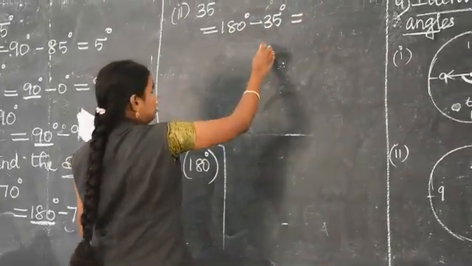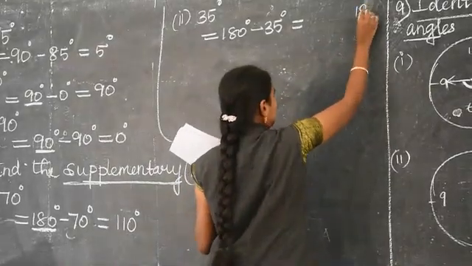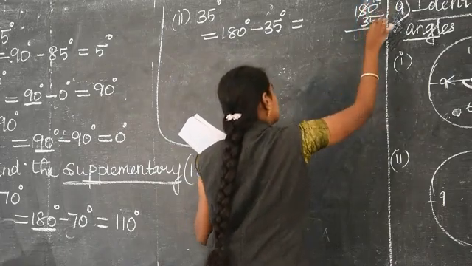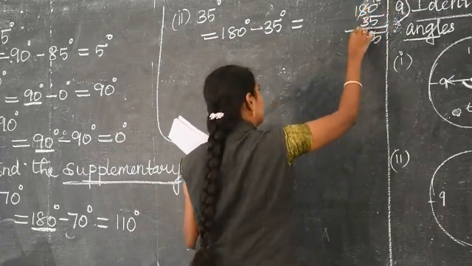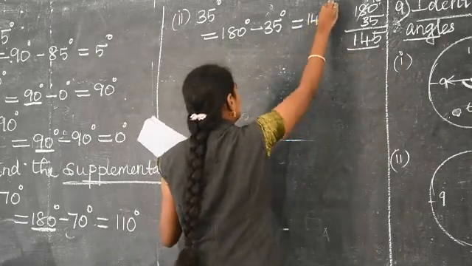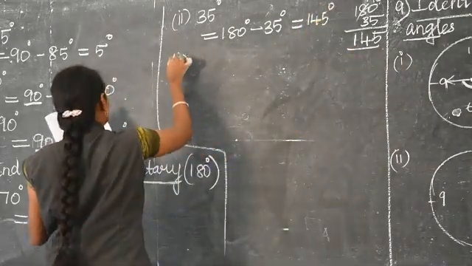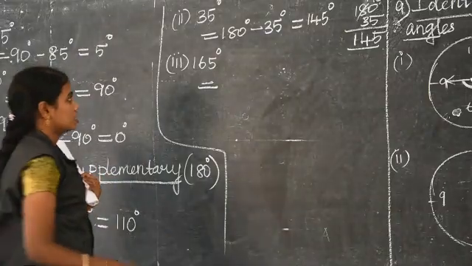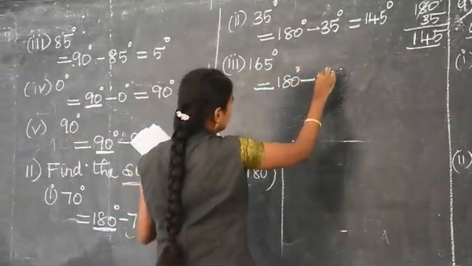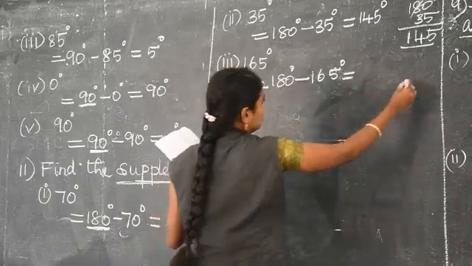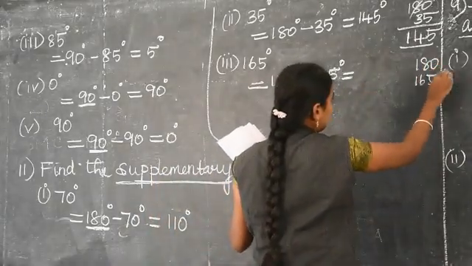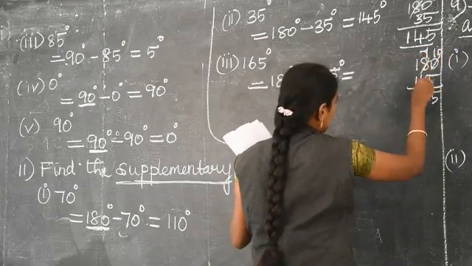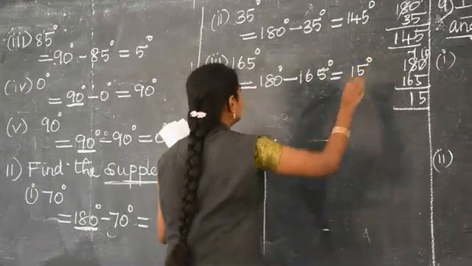When you go for the zeros, if you feel it is difficult, go for a rough column and subtract. Borrow, 7, 10 minus 5, 5. 7 minus 3, 4. 1. 145 degrees. Next option 3, same method, 165 degrees. Supplementary is 180, so 180 minus 165 degrees. Borrow here, 7, 10 minus 5, 5. 7 minus 6, 1. 15 degrees.